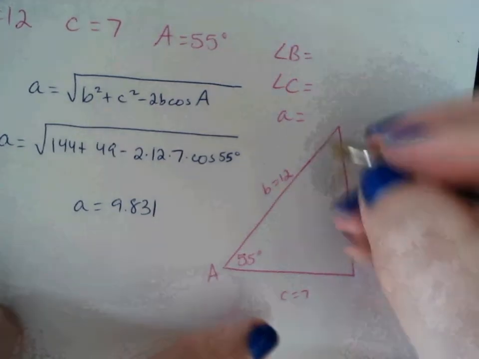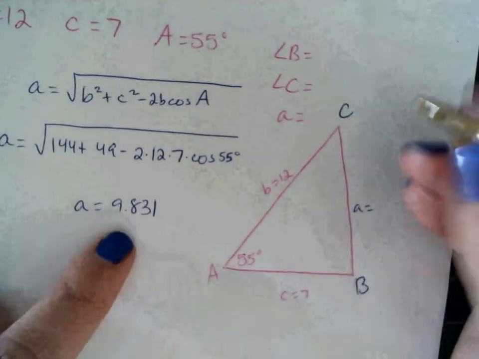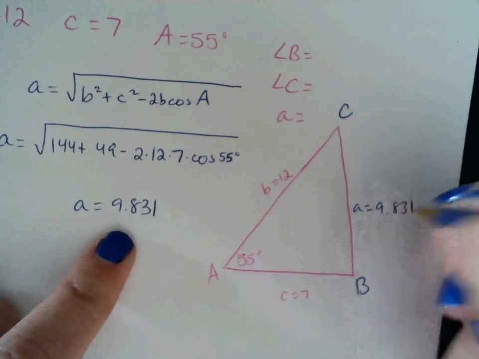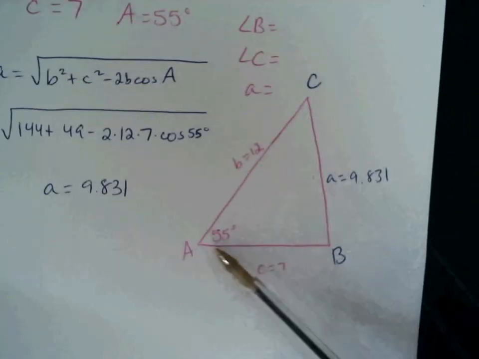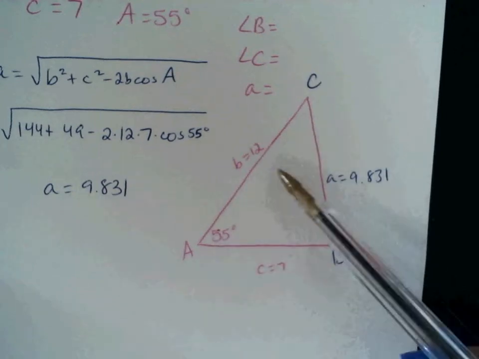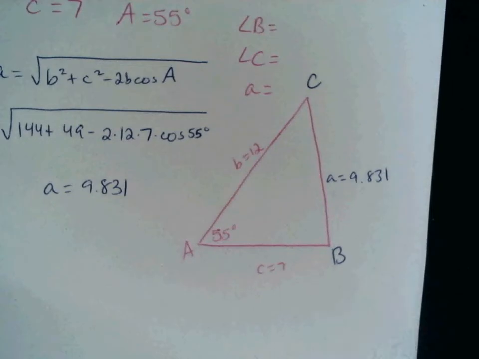But we do want to make sure that this makes sense. So this has to be angle C, this has to be angle B, and we just solve for side A. So side A is 9.831. So I better make sure that when I find my angles, that 55 is between the two angles C and B, because C should have the smallest angle and B should have the largest angle.